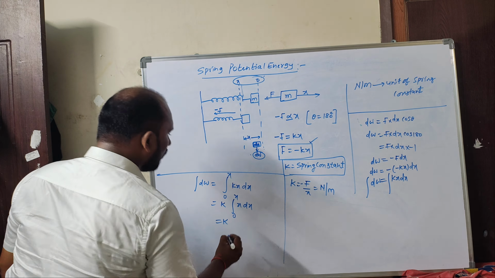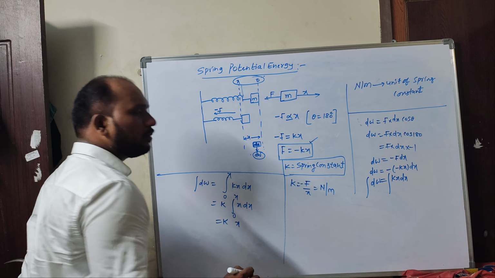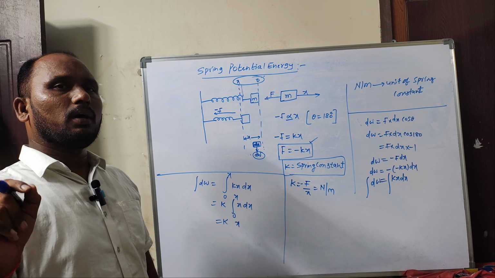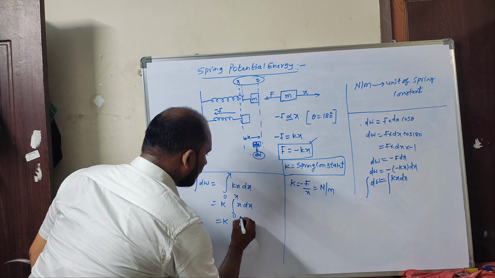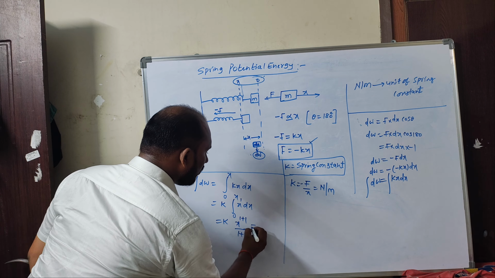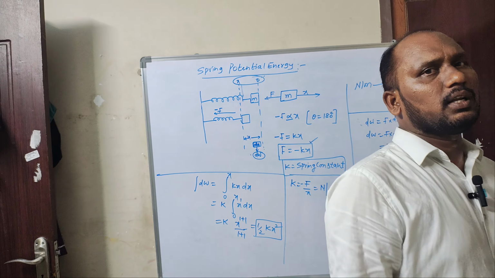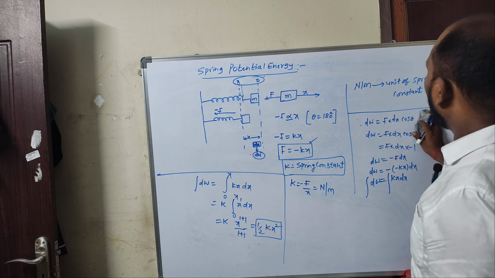So what do you get? We apply the integration rules. The integral of x power n is x power n plus 1 by n plus 1. We know this formula. According to that, here n is 1, so x power 1 plus 1 by 1 plus 1. So finally what you have to get is half kx square. So half kx square is the formula for spring potential energy. Spring potential energy, what is the formula, guys? Half kx square.